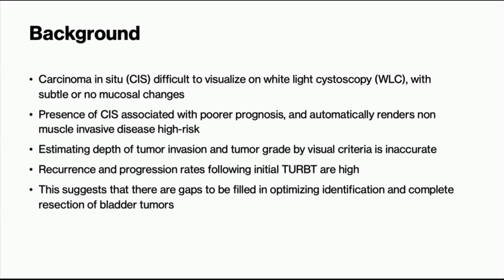Overall, trying to estimate the depth of invasion, the grade of a tumor just by looking at it on cystoscopy is very inaccurate. And this all leads to your rates of recurrence and progression after your initial resection being very high. Studies have shown that you can find residual tumor in restaging TURBTs in up to half of patients and upstaging in up to 15%. And so it all suggests that there are significant gaps to be filled in terms of trying to optimize identifying tumors, helping you resect them completely.